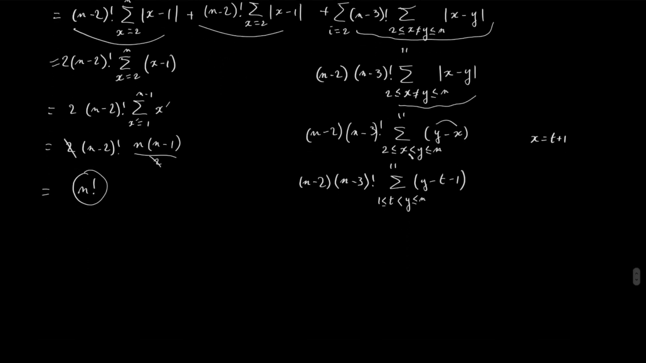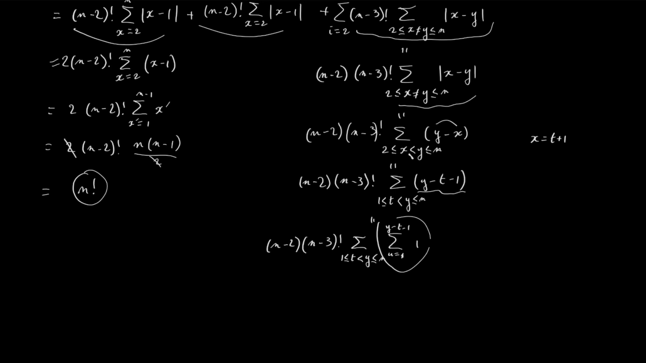And now the trick that we're going to use is to reinterpret this number as a sum of the number 1. So this is equal to n minus 2, n minus 3 factorial, sum from t that is greater or equal to 1, strictly lower than y, lower or equal than n, of the sum from u equal 1 to y minus t minus 1 of the number 1. So here basically we are summing the number 1, y minus t minus 1 times. So this is exactly equal to y minus t minus 1.